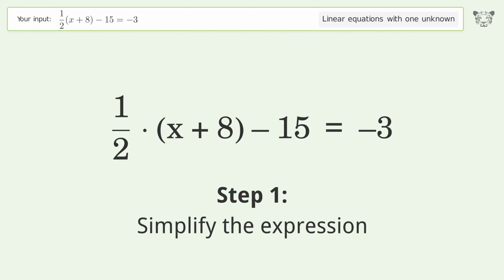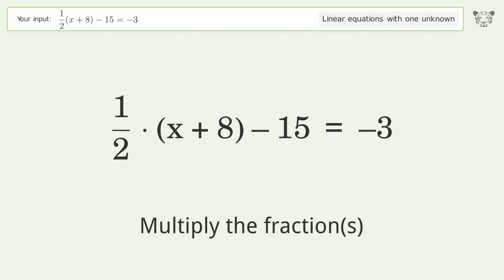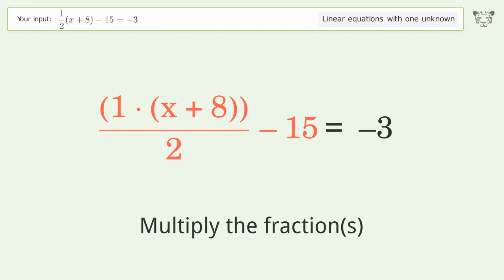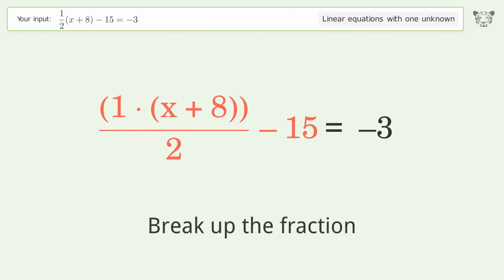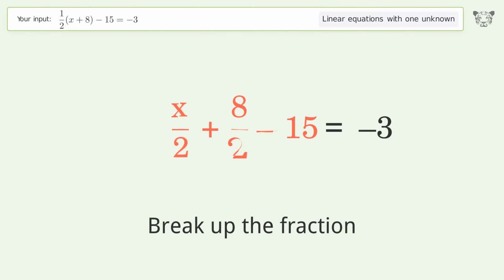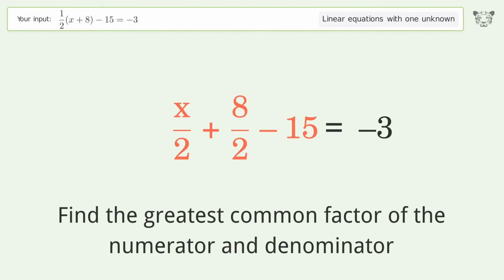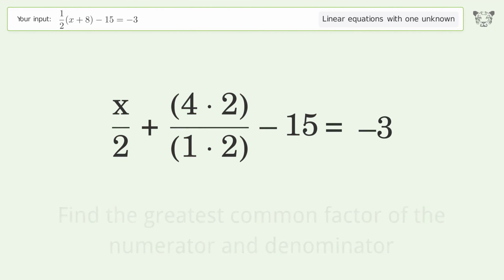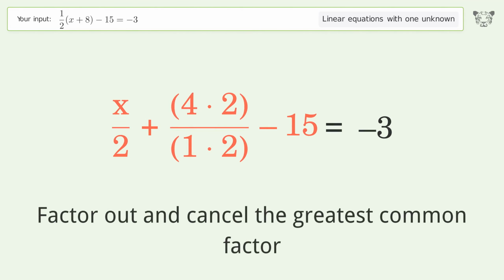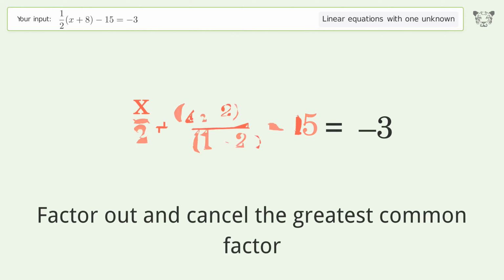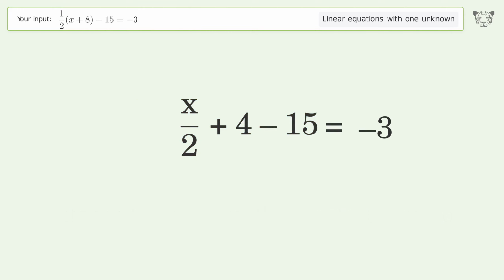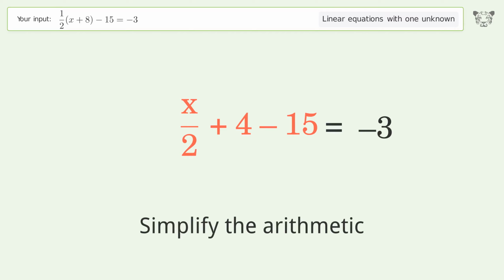Simplify the expression. Multiply the fractions. Break up the fraction. Find the greatest common factor of the numerator and denominator. Factor out and cancel the greatest common factor. Simplify the arithmetic.